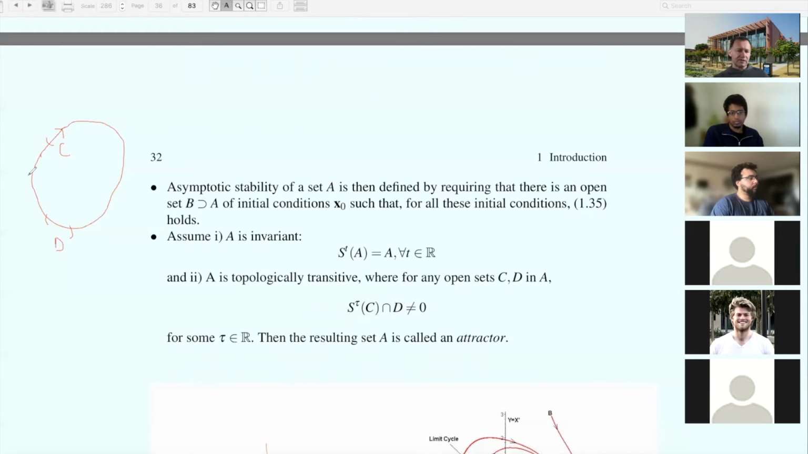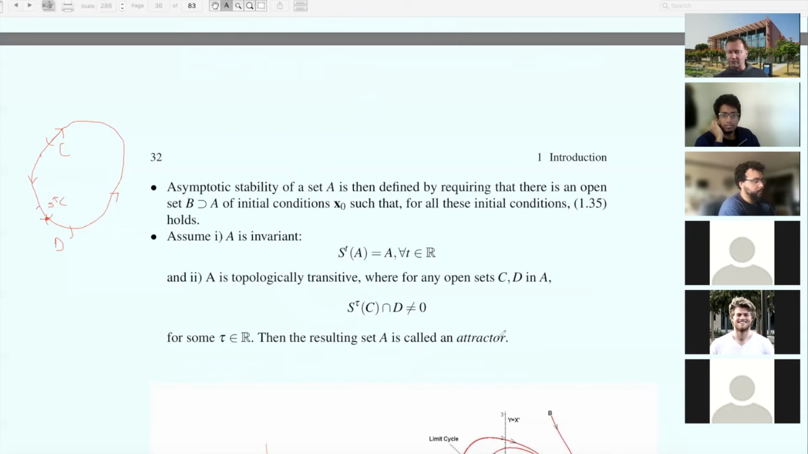It's very easy to see, for example, in this circle, I just have a rotation, right? So I take this initial interval, and the rotation on the circle is going to take it over, and at some time tau, S_tau of C is going to intersect D. And that has to be valid for any sets C and D. So that's called topological transitivity. Any initial set, no matter how small, and any final set D, no matter how small, are ultimately going to intersect each other.